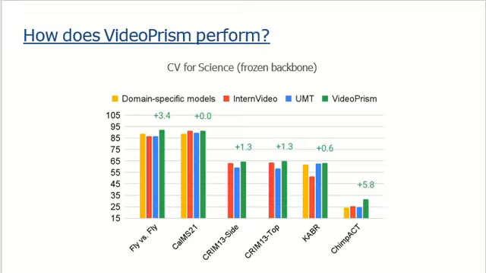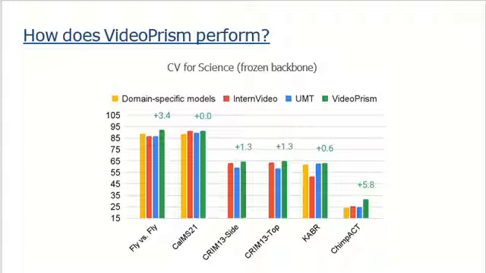So here's something different, that is CV for science tasks. These are domain specific data sets where models often struggle without specialized training. Fly versus fly sees a gain of plus 3.4, great for behavior classifications. CAMS21 holds steady at parity with domain experts.